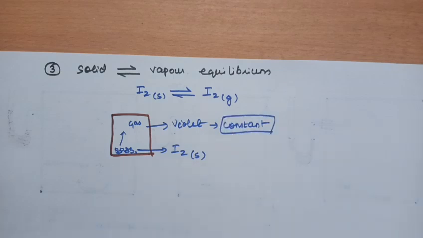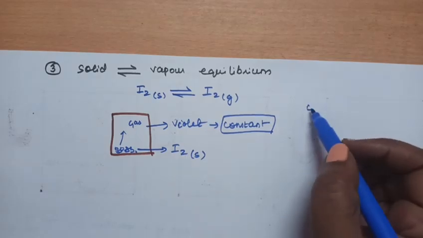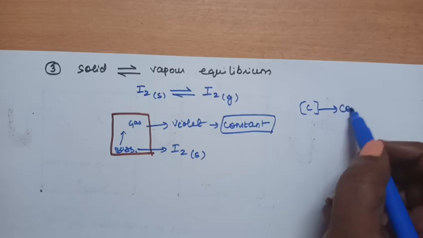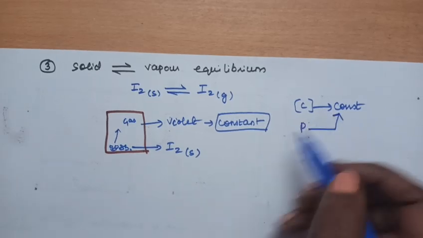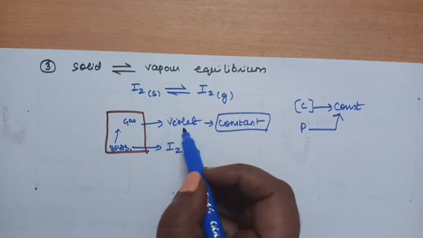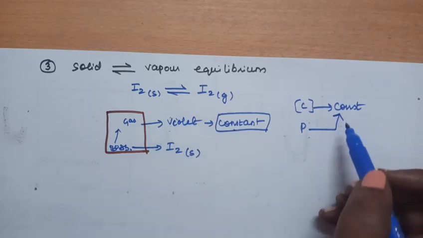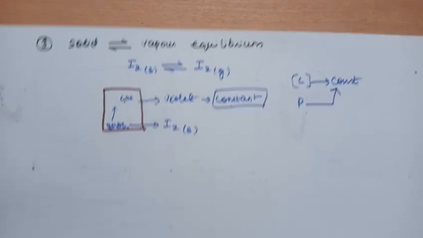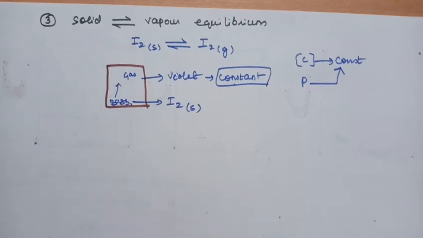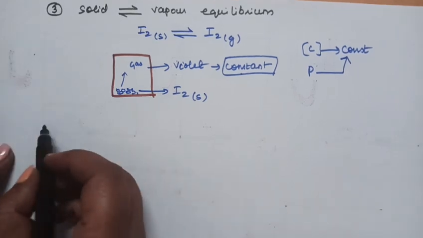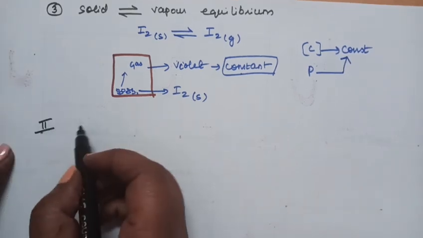So I told you how to detect equilibrium in a reaction. You can detect it when concentration becomes constant, or when pressure becomes constant, or when the color changes and becomes constant; we can say that equilibrium is attained. So this is about equilibrium in physical processes. Next we will study equilibrium in chemical processes.